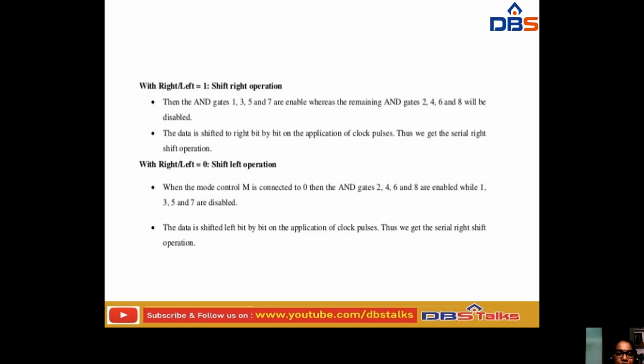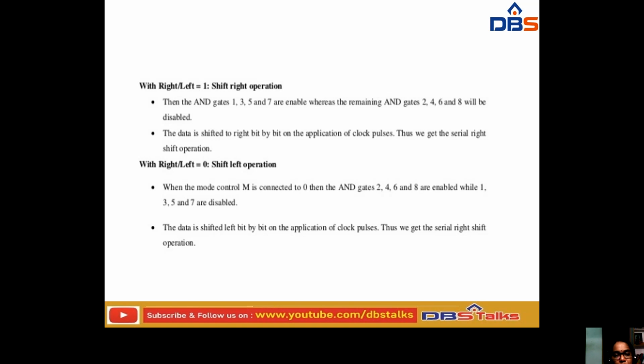So if we set the right or left control to one, how can we set the shift right operation? Let us see. The AND gates 1, 3, 5, 7 are enabled, whereas the remaining AND gates 2, 4, 6 and 8 will be disabled. So the data is shifted right bit by bit on the application of the clock pulses, and thus we get the serial right shift operation.